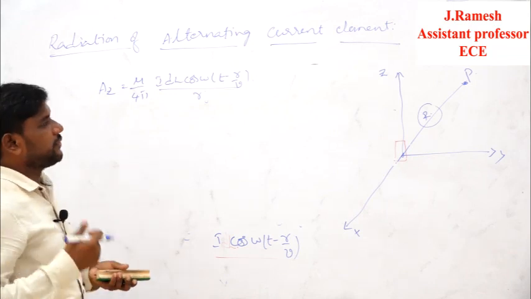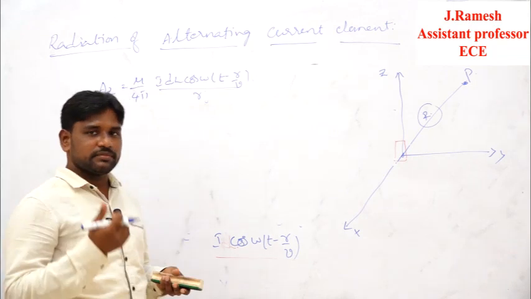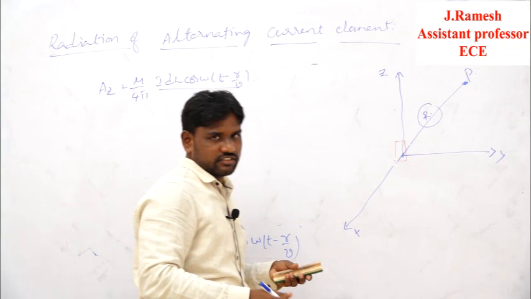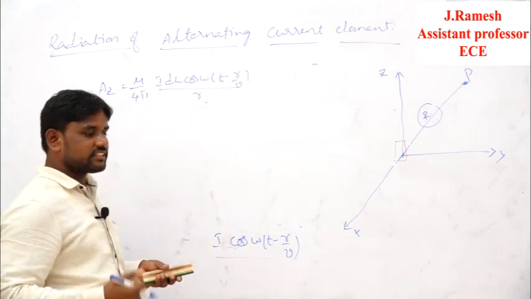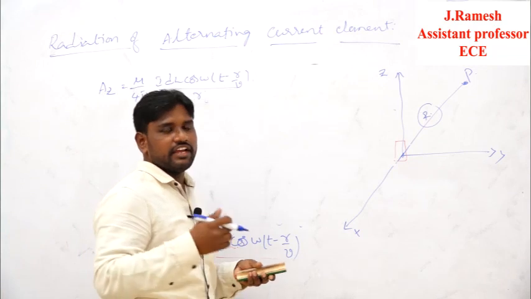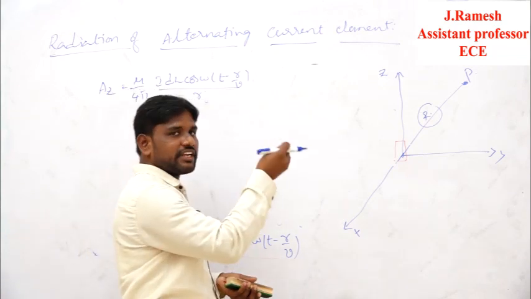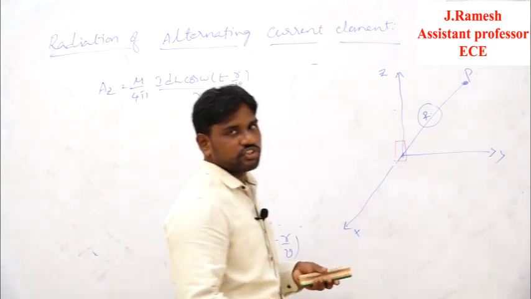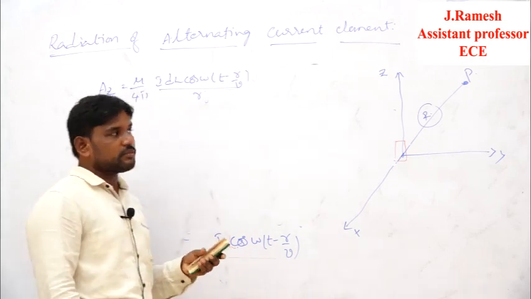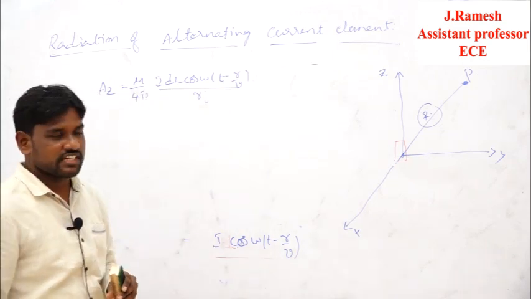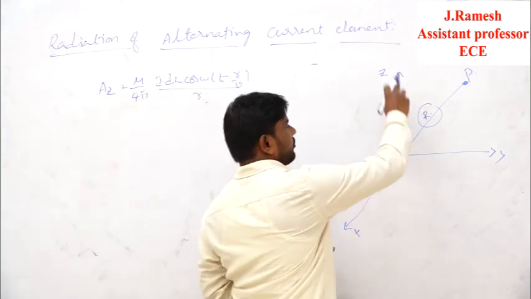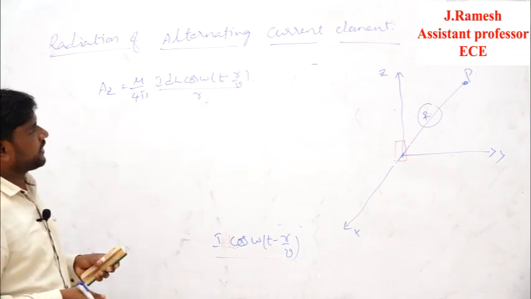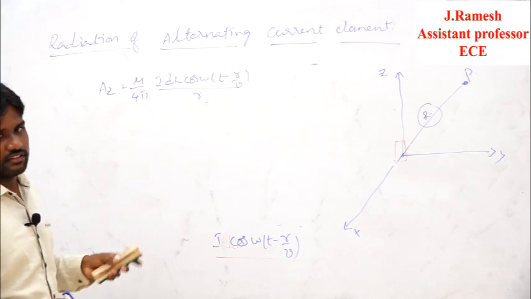So what is the main purpose of this? Why are we doing this much derivation? If you want to find out the power at any point in free space, first you should calculate the electric field and the magnetic field components at that particular point. So to find either the electric field or the magnetic field, first you should know the potential at that point. For that purpose only, we simplified our potential while replacing the element along the z axis, and it is given like this: mu by 4 pi I dl cos omega into t minus r by v by r. This is Az.